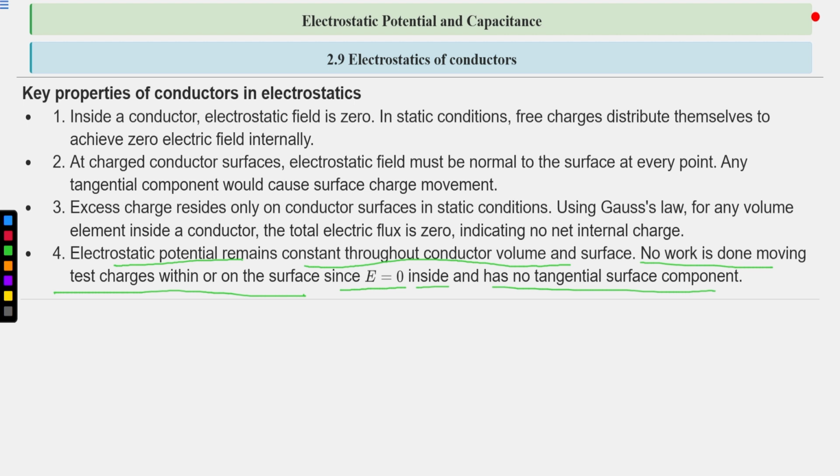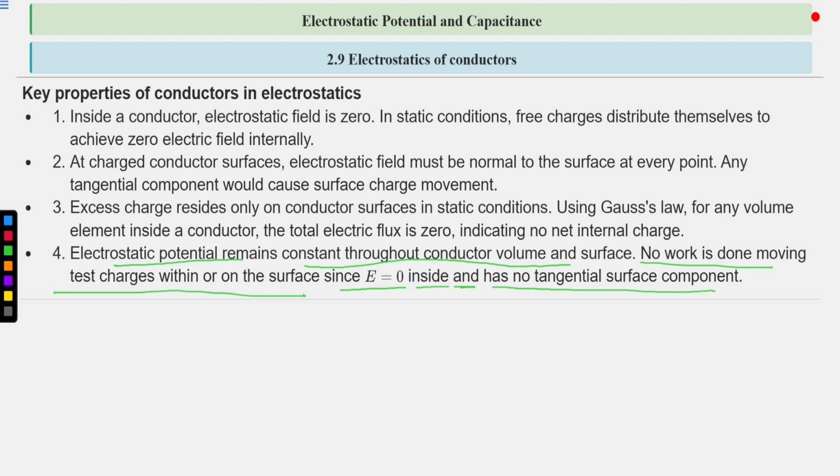This can also be shown in another way, using the relation between potential and electric field. Electric field is equal to minus dV by dr. So if the electric field is 0 inside, then dV by dr is equal to 0. If the derivative of any physical quantity is equal to 0, this means that quantity is constant. So V is constant throughout the volume of the conductor and on the surface.